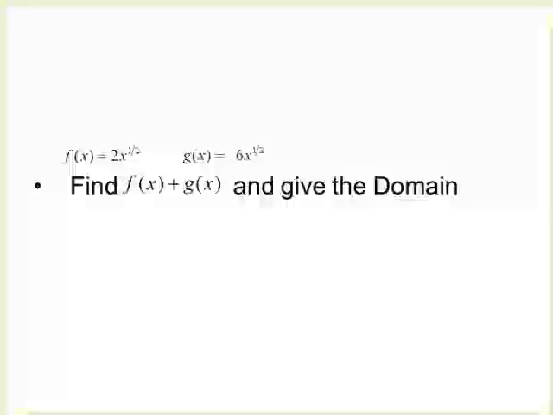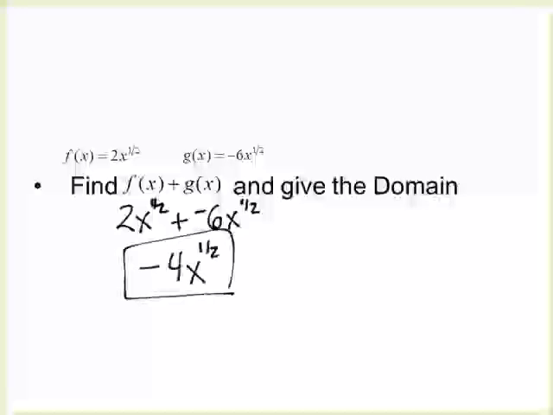So when we add the function g, f is 2x to the 1/2. G is negative 6x to the 1/2. When we're adding and subtracting, we're usually thinking about combining like terms. Are those like terms? Yeah, they have the same variable, x, the same exponent, 1/2. So if I have 2 of them and negative 6 of them, how many do I have when I put them together? Negative 4, x to the 1/2. And that's our answer for the addition portion. We'll worry about the domain after we've done all 4 examples.